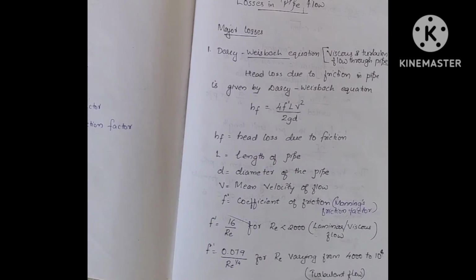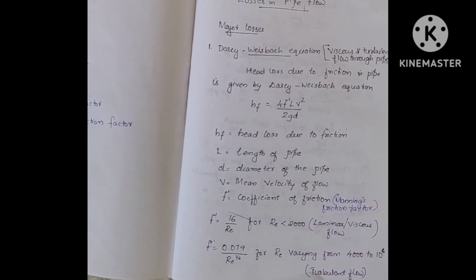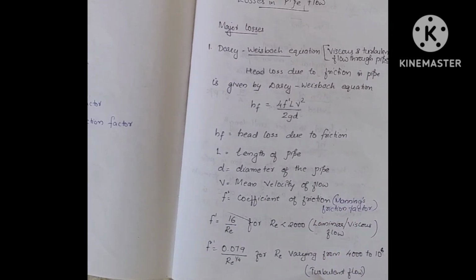and D is the diameter of pipe, and in which f' can be found out by using the formula 16 by Reynolds number for Reynolds number less than 2000, that is, it's a laminar flow, and f' is equal to 0.079 by Reynolds number raised to 1 by 4 if Reynolds number varies from 4000 to 10 to the power 6, that is, the flow is turbulent.